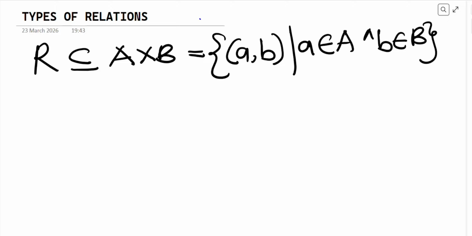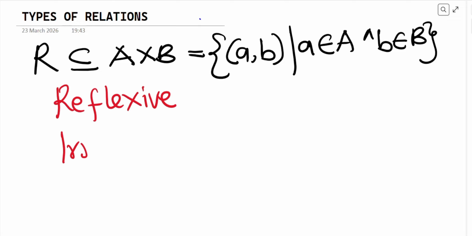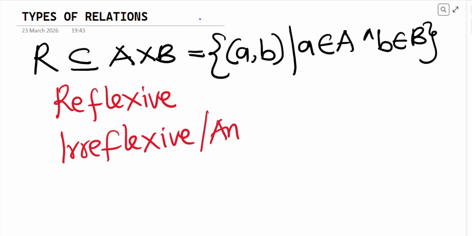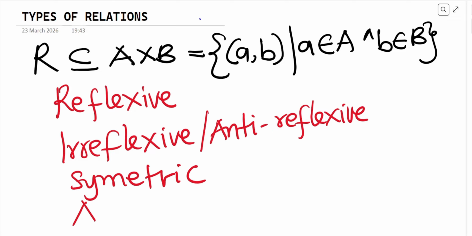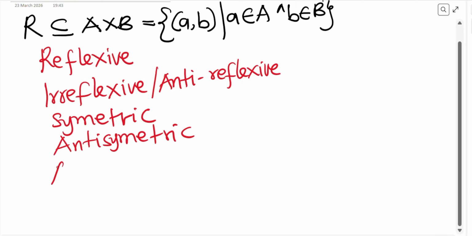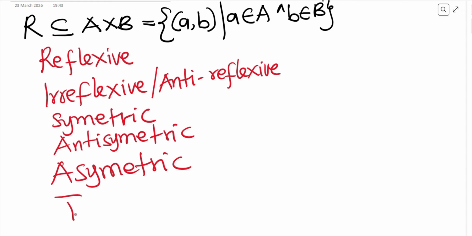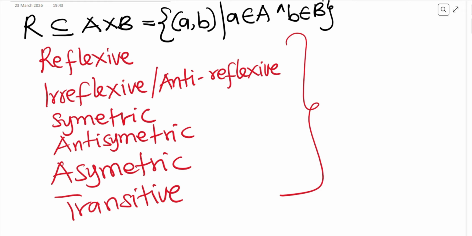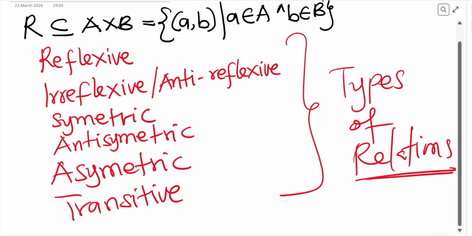And in the types of relations, we are going to look at reflexive, we will look at irreflexive or anti-reflexive. We will also discuss symmetric, anti-symmetric, and asymmetric. And lastly, we look at transitivity. These are the types of relations we are going to look at in this tutorial. Let's get started. Starting with reflexive.